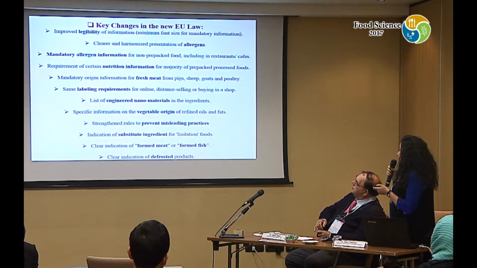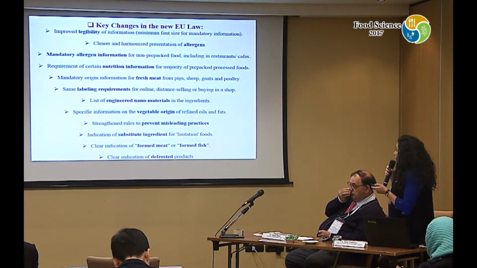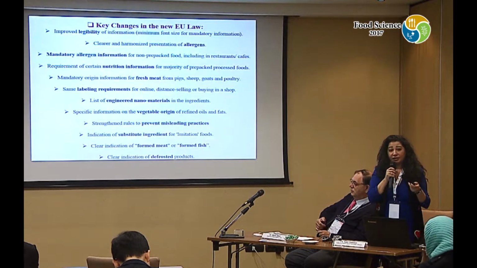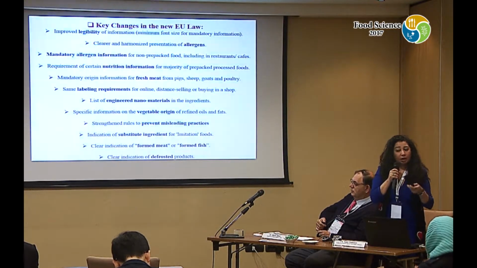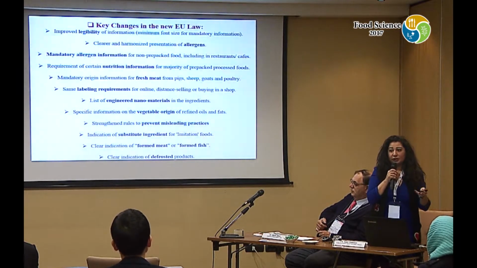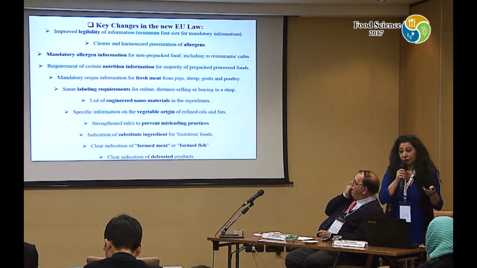Key changes in the EU law: improved legibility of information, minimum font size for mandatory information, clear and harmonized presentation of allergens, mandatory allergen information for non-prepacked foods, including restaurants and cafes, and requirement of certain nutrient information. So when we talk about restaurants and cafes, they have to have a certain type of labeling outside, inside, wherever they are, on a chalkboard, to say that they contain allergens or don't contain allergens. Just because their food is not packaged, they can't serve something without informing the consumer. This is according to the EU law.